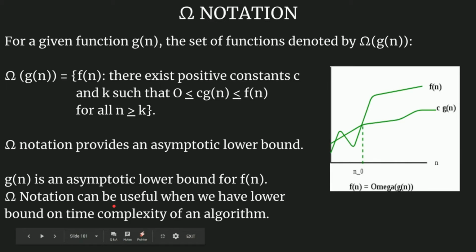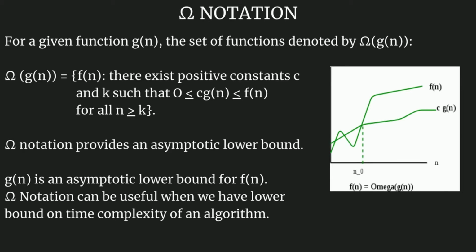Next notation is the omega notation. For a function g of n, the omega of g of n is denoted by the set of functions f of n, such that there exist positive constants c and k, such that 0 is less than or equal to c into g of n, which is less than or equal to f of n, for all n values greater than or equal to k. Omega notation provides an asymptotic lower bound, just the opposite of the big O notation.